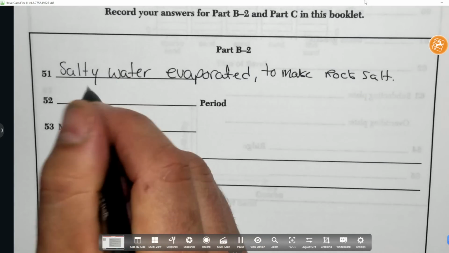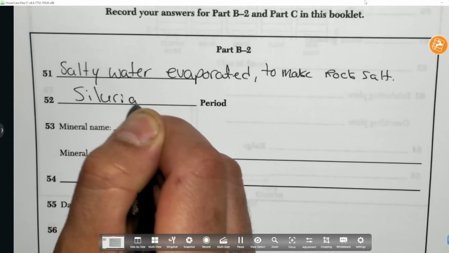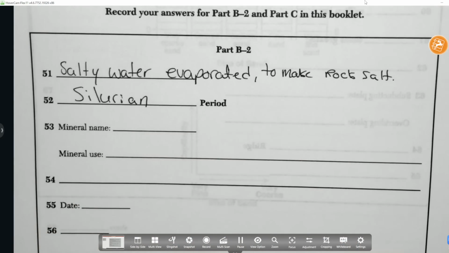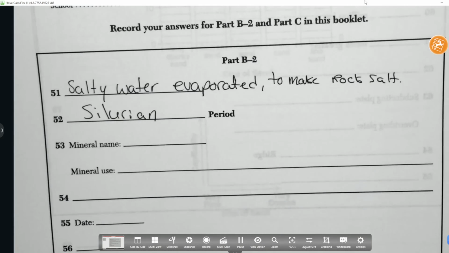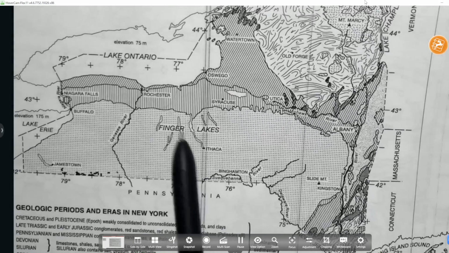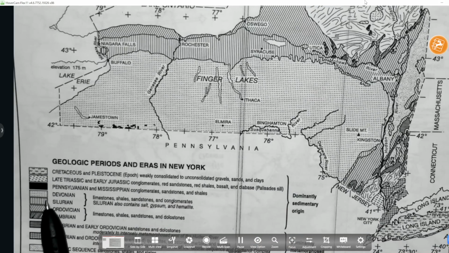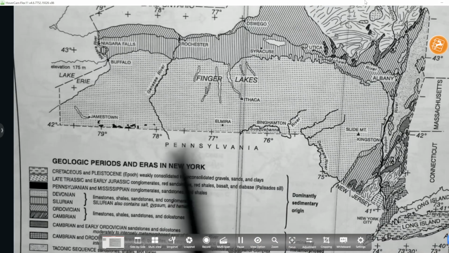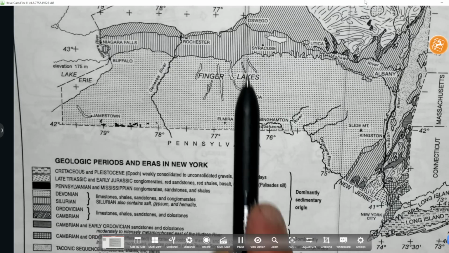Now, if you didn't know to go there, this would be pretty difficult for you. In fact, I think there was another method. I think you could, because they said it was in the Finger Lake region, right? You could find these polka dots, Devonian, Syracuse here, vertical lines, Silurian.